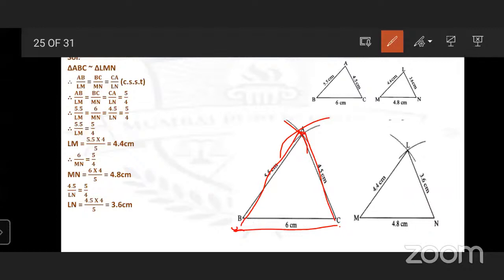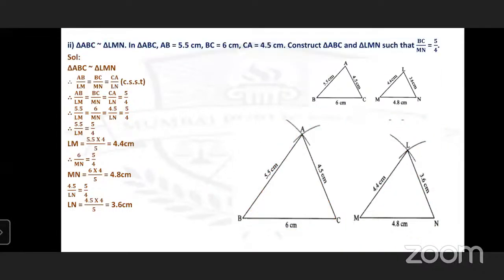Then for the second similar triangle, first we draw the line segment of 4.8, name it as MN, and from M, mark the arc of 4.4, and from N, 3.6, we get the point, name it as L, and join L to M and L to N. So in this way, we construct the two similar triangles. Okay. So this question is of 3 marks. Now question number 3 is finished.